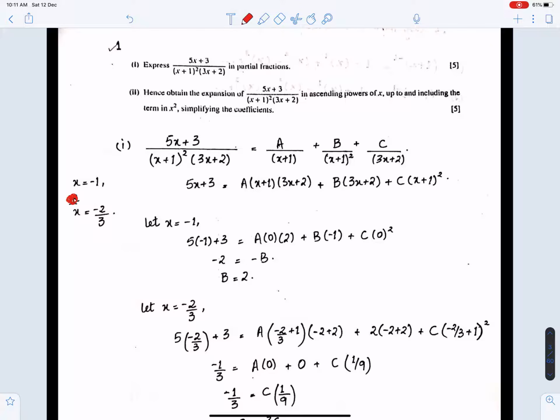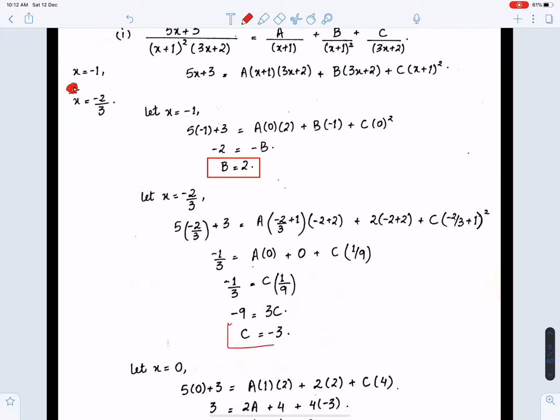So by substituting -1 into this equation, you can easily get the value of b. And then by substituting -2 upon 3 into this equation, you can easily get the value of c. This is b. This is c.